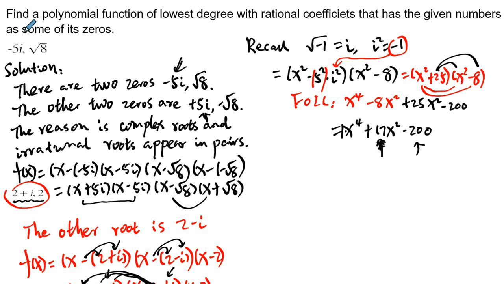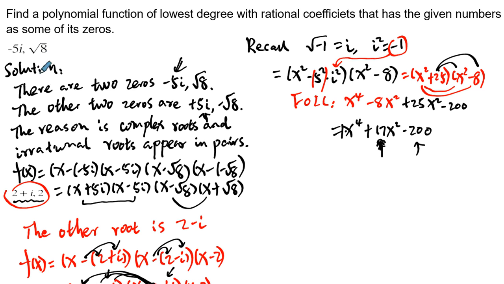In this video clip, we want to find a polynomial function of lowest degree with rational coefficients that have the given numbers as some of its zeros. Here we are given two zeros. One is negative 5i, another is radical 8.